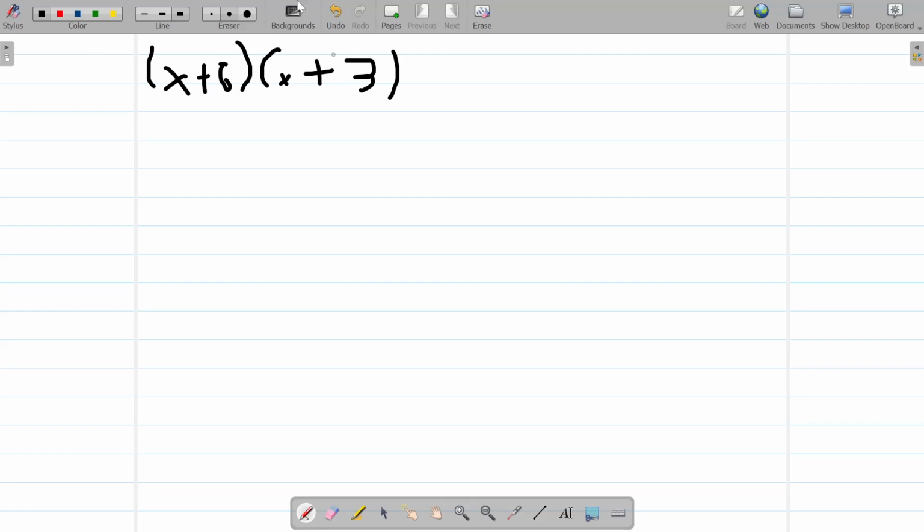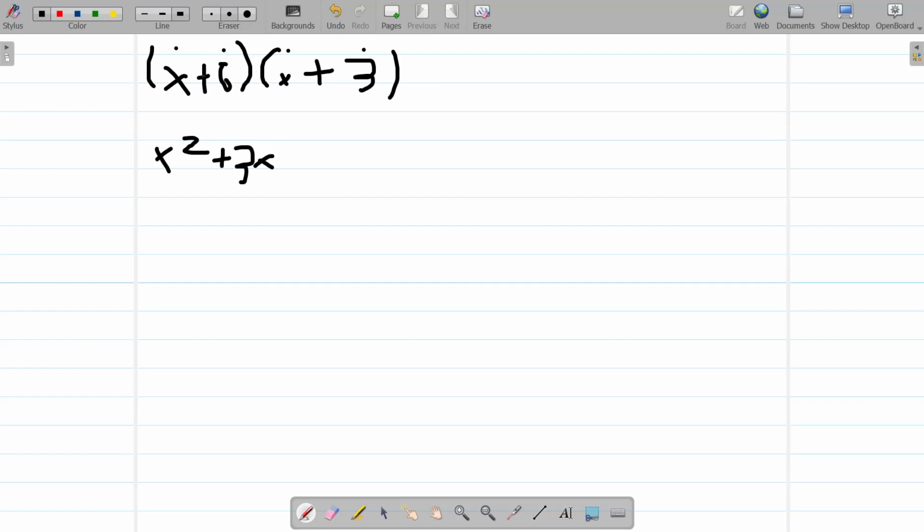What we need to do is take the first term in the first bracket, so this x, and times that x by the first thing in the next bracket, which is this x, so that would be x squared. And then we're still with this first term in the first bracket. We're going to go down to the second term in the second bracket and times them together, so that would be 3x. And then as you can see, there are no more terms in the second bracket to times by x, so we're going to move on to the second term of the first bracket, so 6.